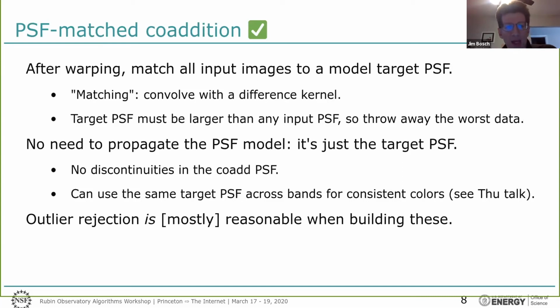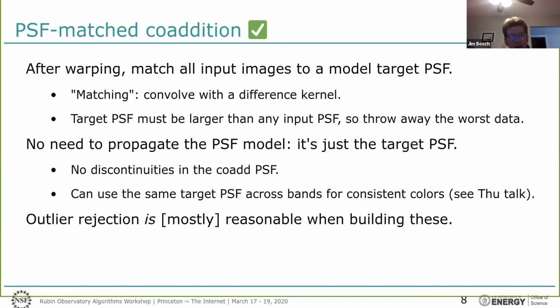You don't have to propagate the PSF model in this case. It's just the target PSF. And there are no discontinuities in the coadd PSF. This is a real big advantage of this approach. And you can use the same target PSF across different bands if you want to get consistent colors. This is something I'll talk about on Thursday. I have a suspicion that Conrad will talk about it as well, although perhaps from a different angle.